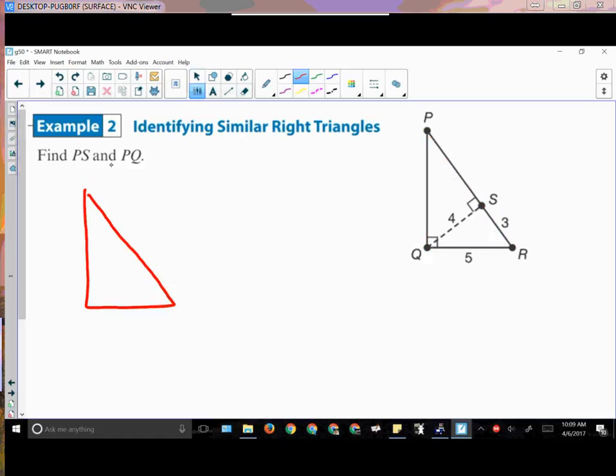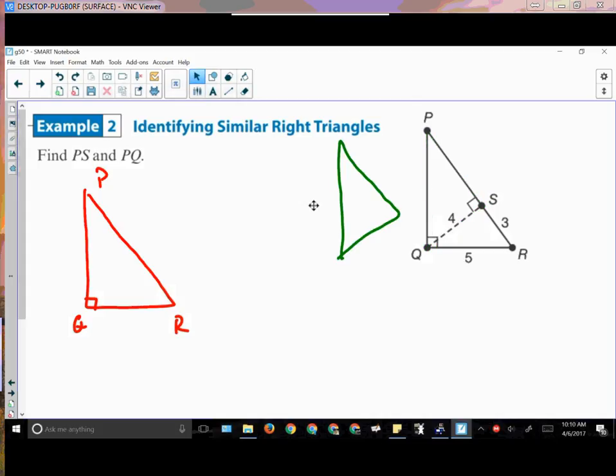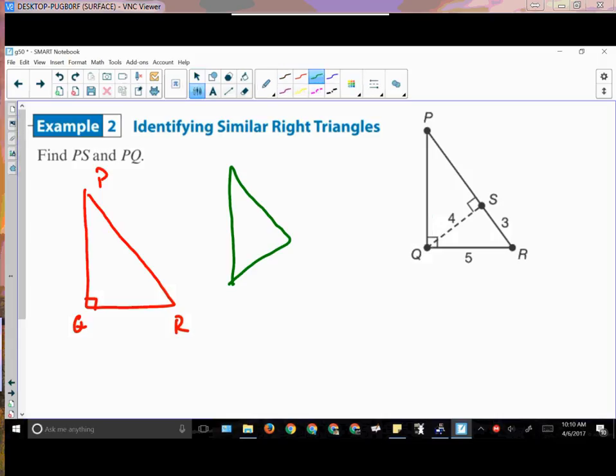So I've got this one here, so this one is going to be P, Q, right angle, and R. Then I've got one here that is going to be P, Q, S with the right angle there. Last but not least, I've got this one down here, which is going to be Q, R, and S, with the right angle being there.